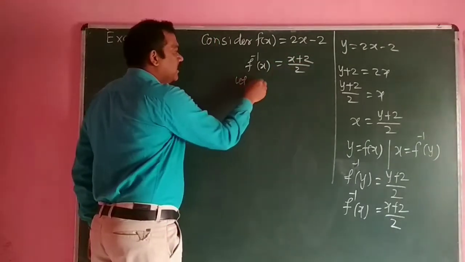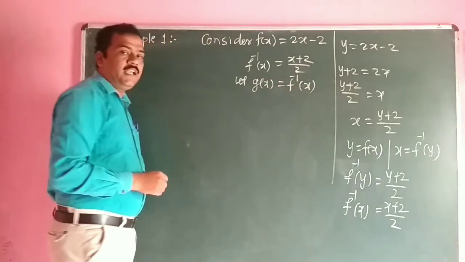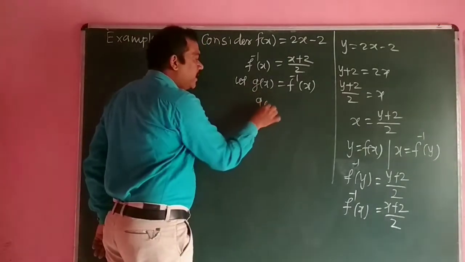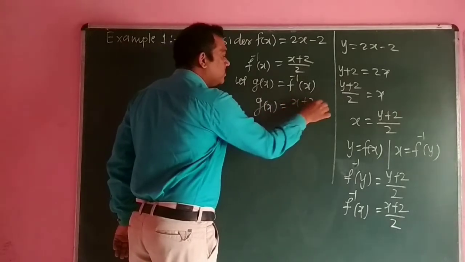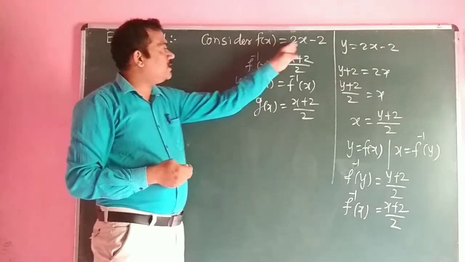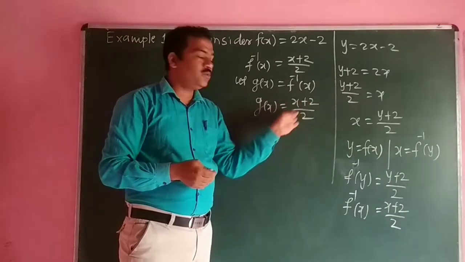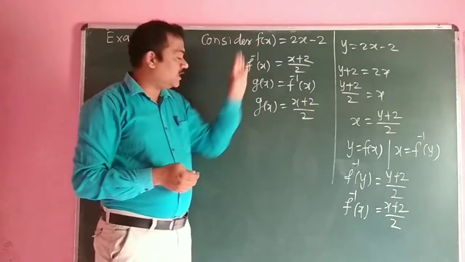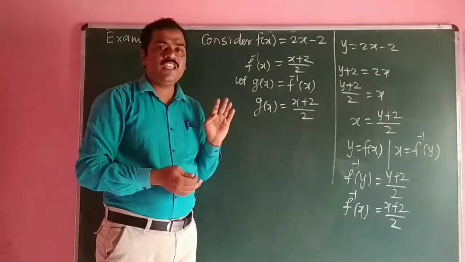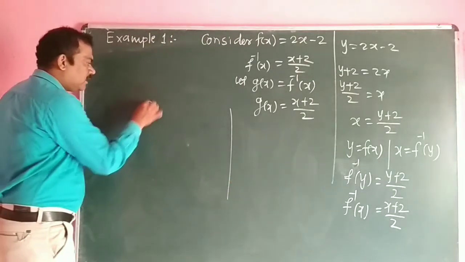Let g of x be equal to f inverse of x. Therefore, g of x is equal to (x plus 2) divided by 2. Here f of x is equal to 2x minus 2, and its inverse function is g of x is equal to (x plus 2) divided by 2. f is the original function and g is its inverse function, that is, g is equal to f inverse. Now we have to find its derivatives. So the original function is here.